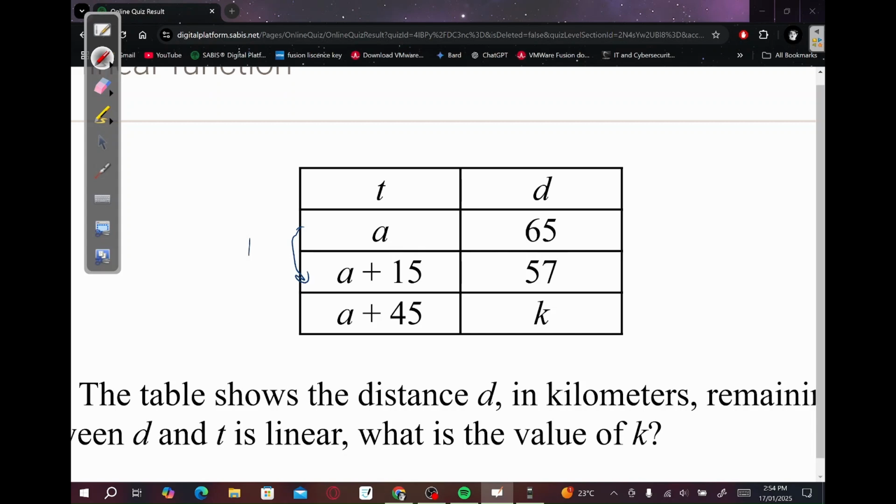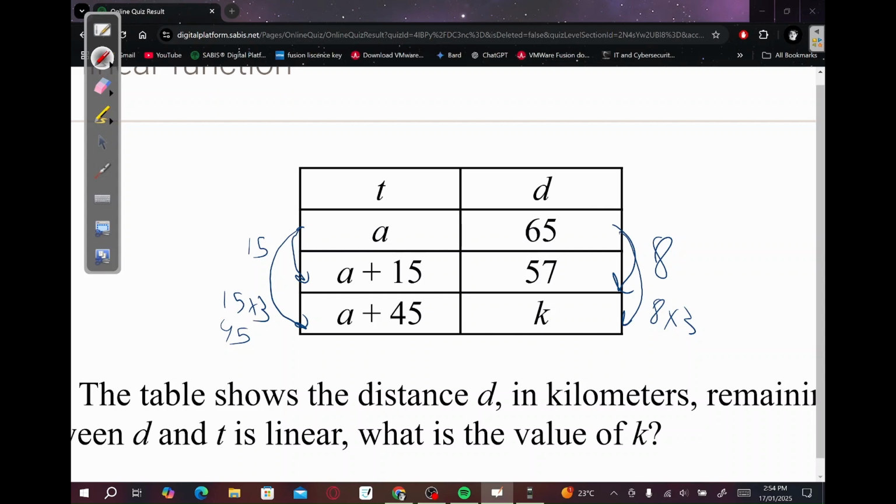Okay, we notice here it increased by 15, right? And when it increased by 15, the D decreased by 8. Now, this increased by 15 times 3. Okay, 45 is 15 times 3. So this basically means that this 65 will decrease by 8 times 3. Because remember, it's linear, it's the same rate.